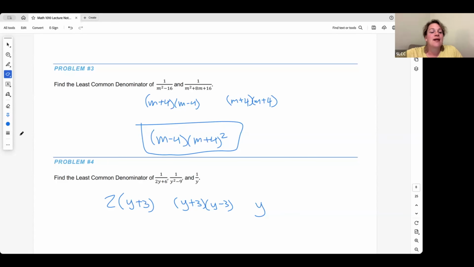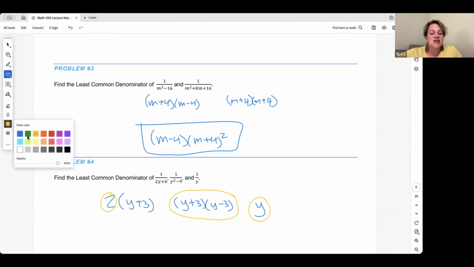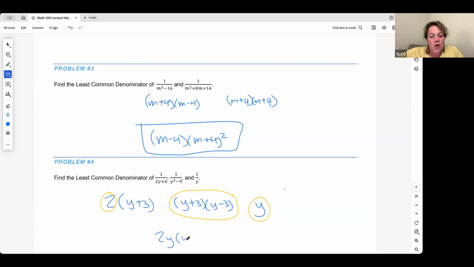Now I need the most of each distinct term. This one gives me a y plus 3, but so does this one. So to find that common denominator, I see y plus 3, y minus 3. We already have one of those, so that's fine. I also need the y, and I also need the 2. You need each. What can they both be multiplied into? You need each distinct term, the most that anyone gives you. Okay, so now I put it together, 2y, y plus 3, y minus 3. It's fine to leave it in factored form.